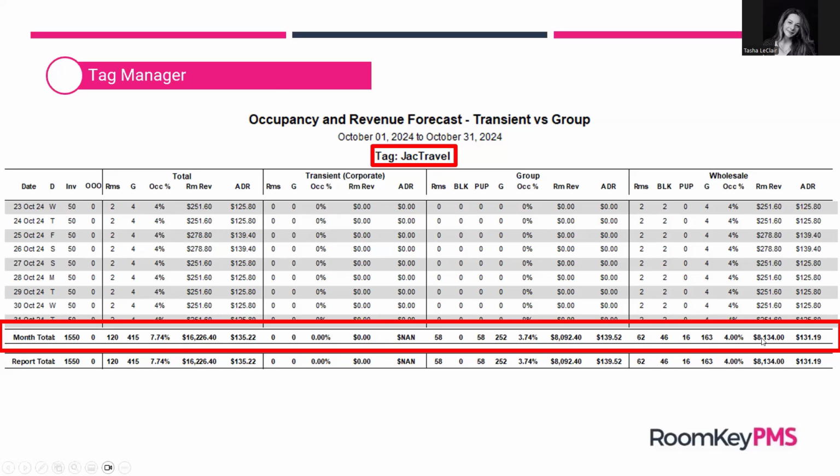That is broken out between my expected group revenue, which is about $8,092, and my wholesale revenue, my FIT reservations from that wholesale block, which is about $8,134. There is no corporate business associated with Jack Travel. It's all group blocks and wholesaler blocks, and I can see that revenue appearing here in my forecasted report for the month of October.